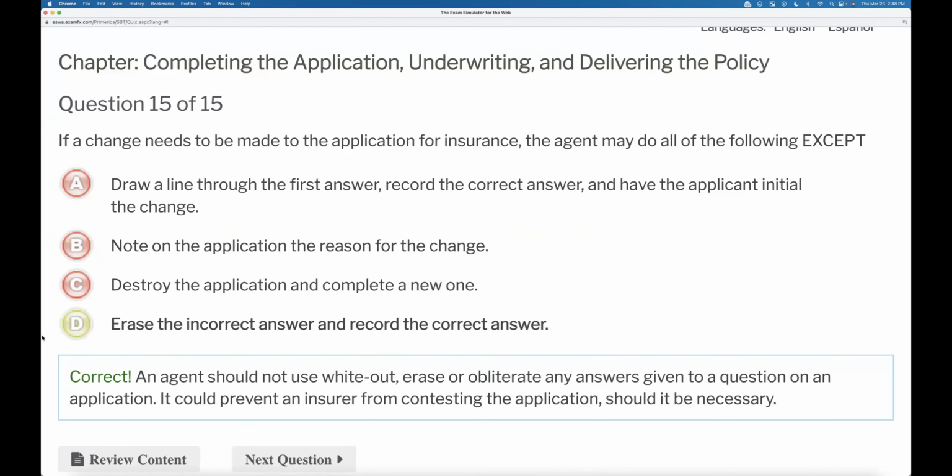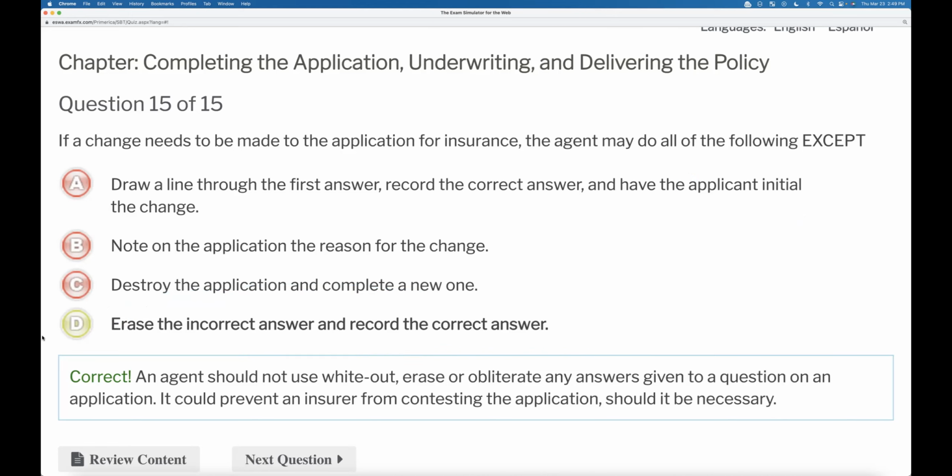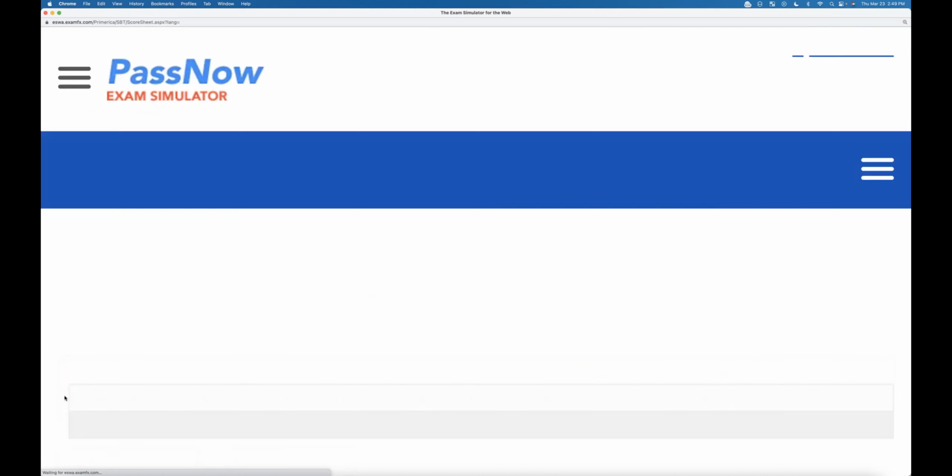It is D because you need the client's initials. So right here, you need the client's applicant initials. And right here, he didn't do that. He just erased it and fixed it himself. So that's not good. Yeah, exactly.